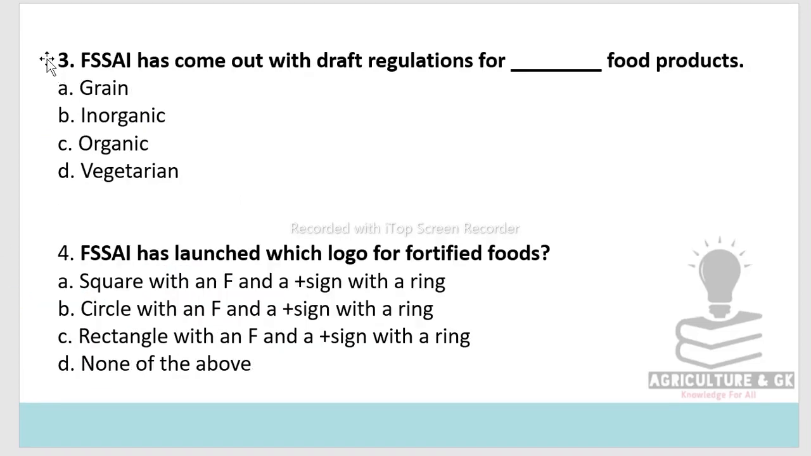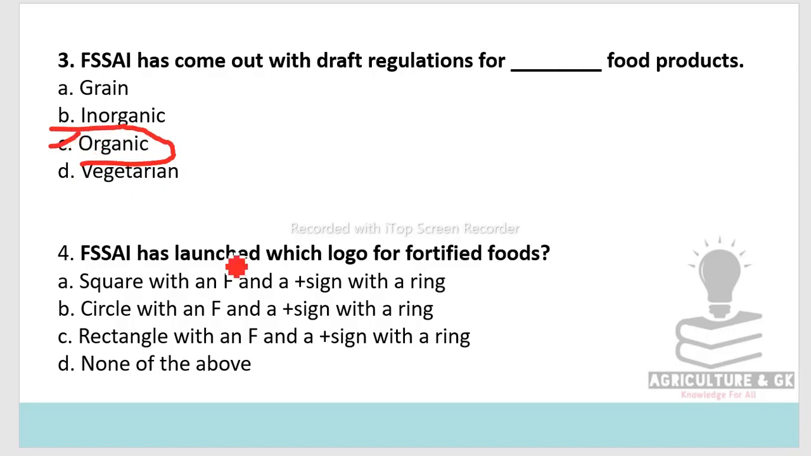Now moving next, FSSAI has come out with a draft regulation for blank food products: grain, inorganic, organic or vegetarian. Which of these food products has been issued with a new draft regulation from FSSAI? So FSSAI has drafted a new regulation for organic food products. So our answer will be option C, organic.